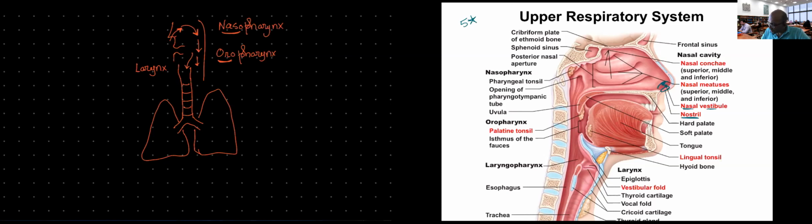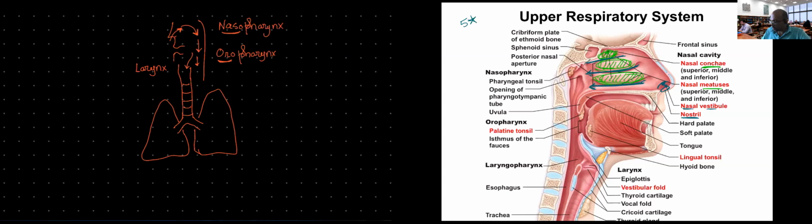Inside the nasal cavity, if you notice, you can see 3 bony elevations covered with mucous membranes. Those are my nasal conchae. So you have a superior nasal concha, middle nasal concha, and inferior nasal concha. In between the nasal conchae, you will see tracts where the air is going to be traveling. Between the conchae here, those are my nasal meatuses.